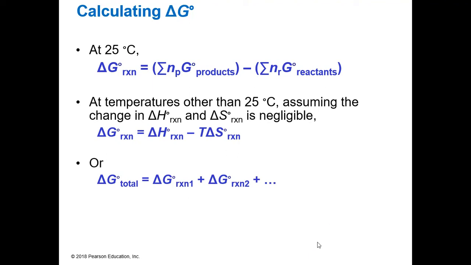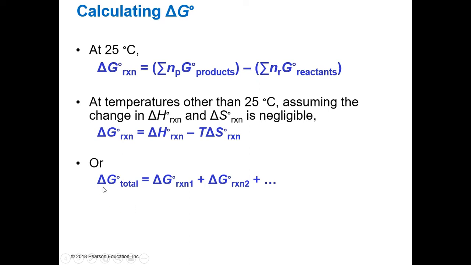So delta G at 25 degrees Celsius, we can do the same exact thing. We can calculate the delta G of our reaction under standard conditions as equal to our products, but in this case our G value, our Gibbs free energy, minus our reactants. If we were at some other temperature, we would need to use our enthalpy, our delta H, and our entropy along with whatever temperature that is, right? If it was 25 degrees Celsius, we wouldn't have to do it this way. We could just go ahead and calculate delta G as above.